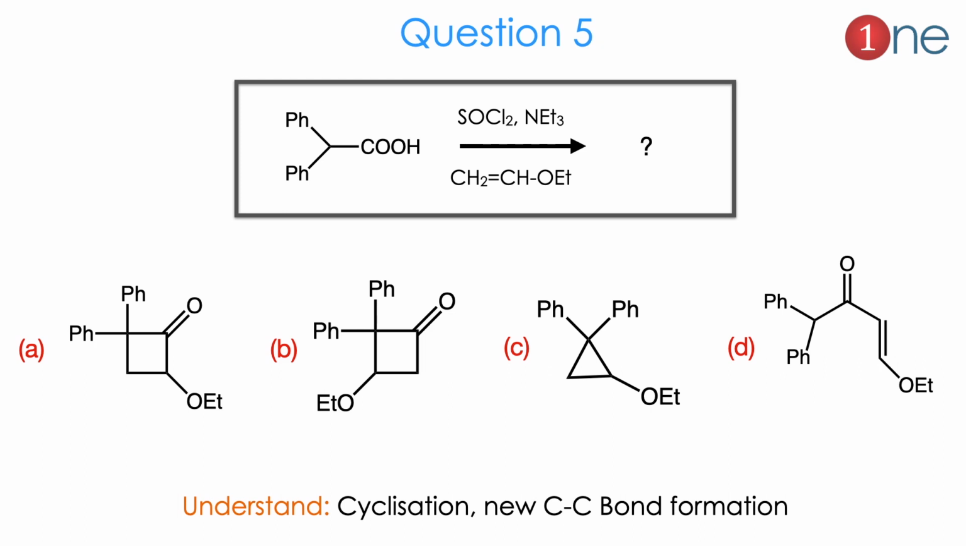Then question number 5. Diphenyl ethanoic acid with SOCl2 and base and the ethylated vinyl alcohol. Here definitely the choices are ring closure reactions. They ask you to find the possible one. Here definitely cyclization occurs, new C-C bonds are formed. So we have to guess the answer.